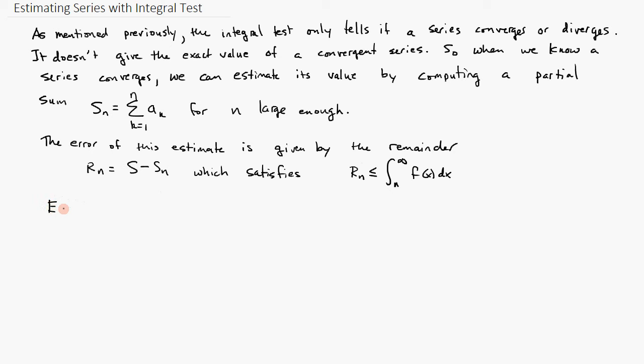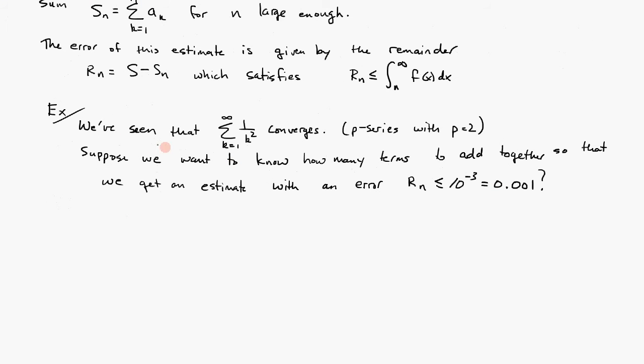Okay, so let's look at an example. We've seen that the series 1 over k squared converges. So this is a p-series with p equals 2. We know that it converges, but we don't know the actual value. So suppose we want to know how many terms to add together so that our estimate is within an error of 3 decimal places.